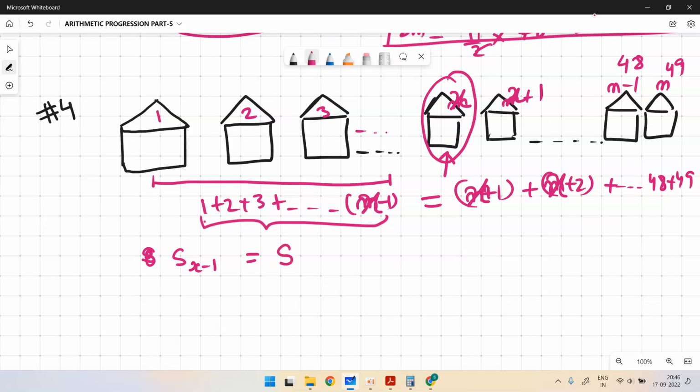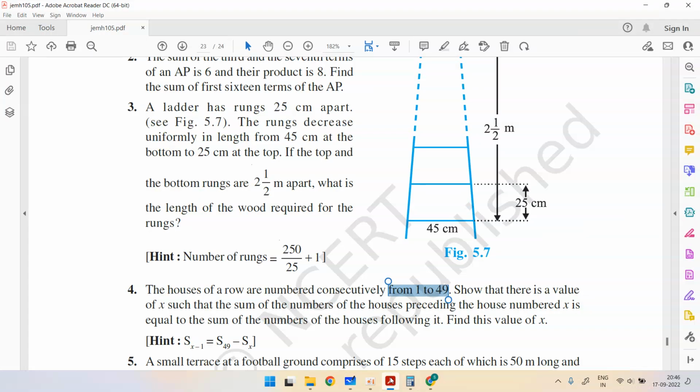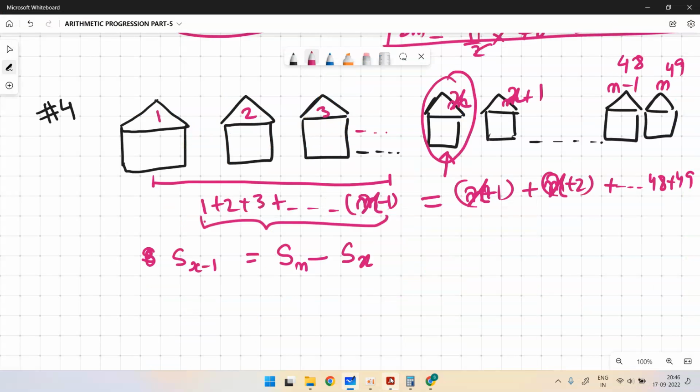This total sum I'm writing as S of n, minus, I will be deducting this, up to x, S of x, and we know that this is going to be my 49. So S of x minus 1 equals S of 49 minus S of x. Now directly putting the formula, this S of x minus 1 is nothing but x minus 1.